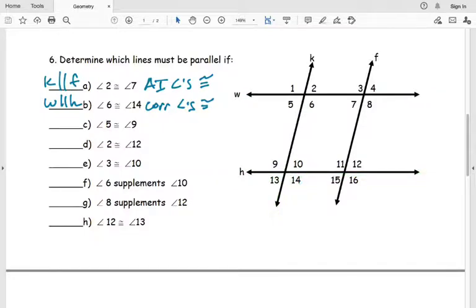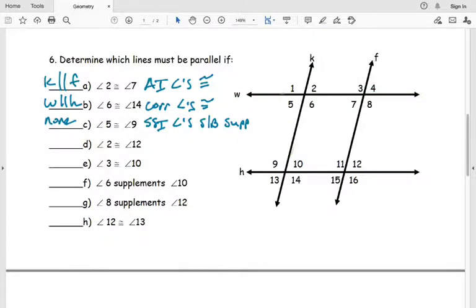All right, next. Okay, so we've got angle 5 and angle 9. Those are same side interior angles that are formed by these lines and this transversal. Same side interior angles should be supplementary. So we don't know if anything is parallel here. I'm going to say here, same side interior angles should be supplementary.